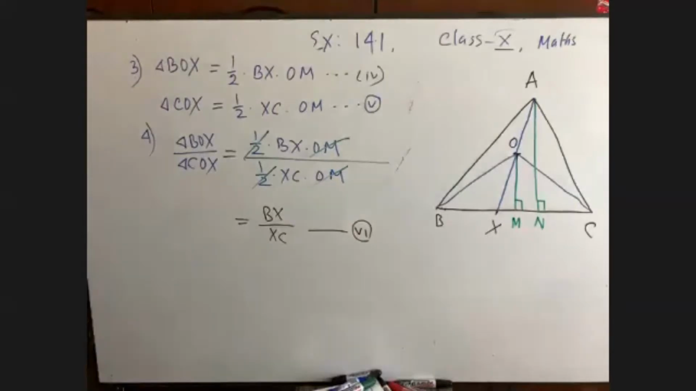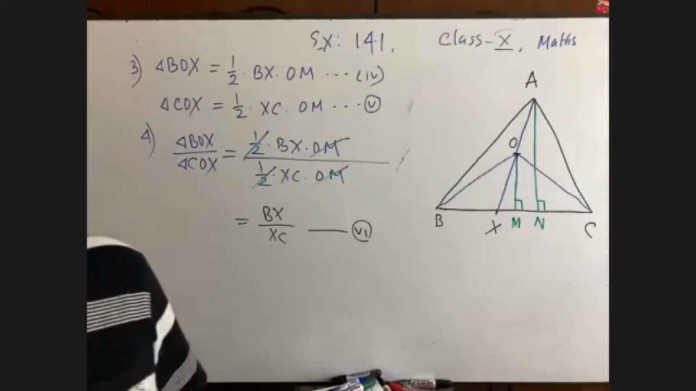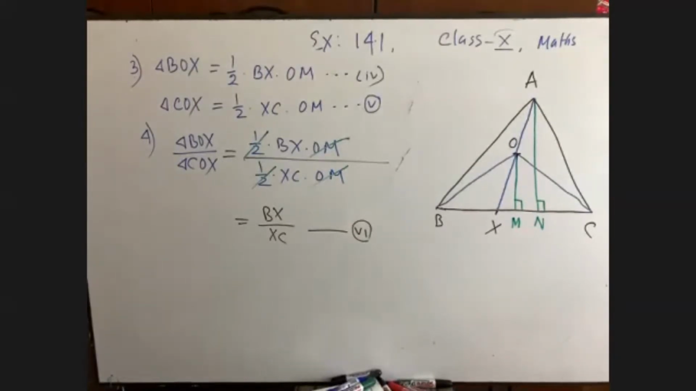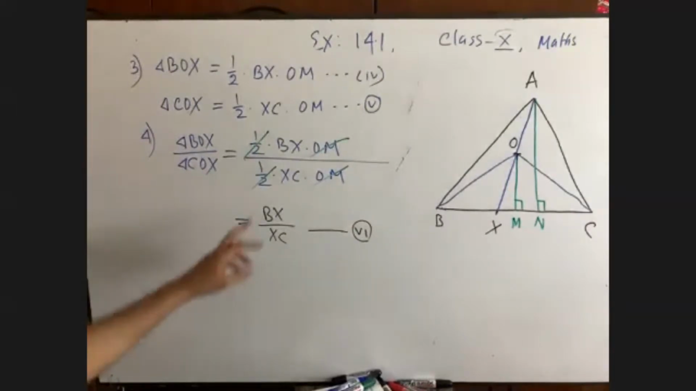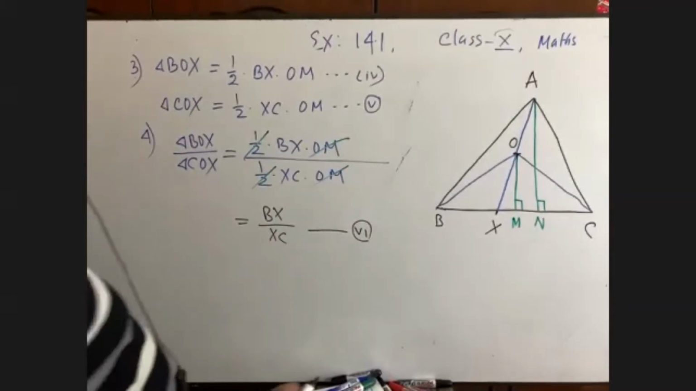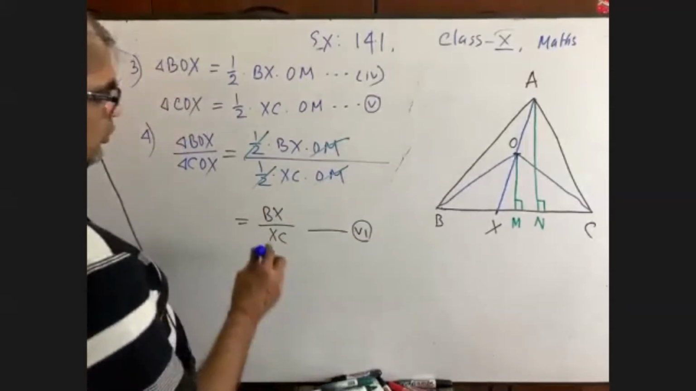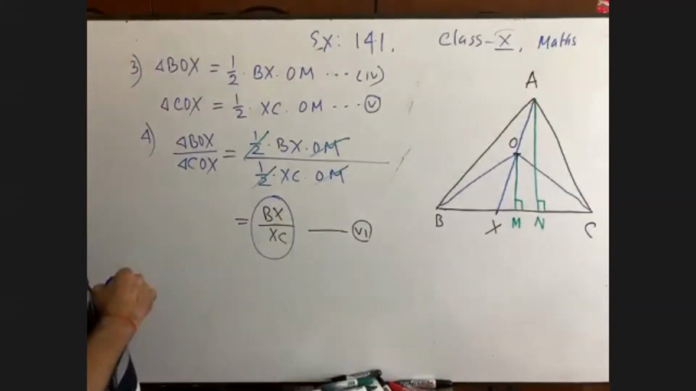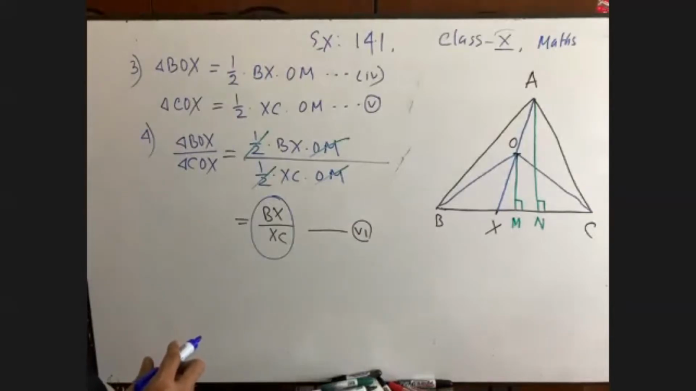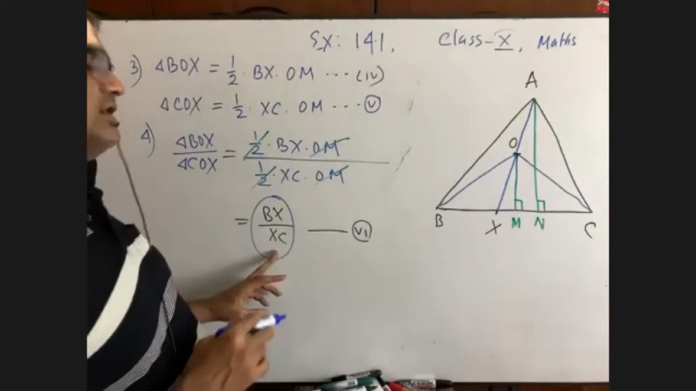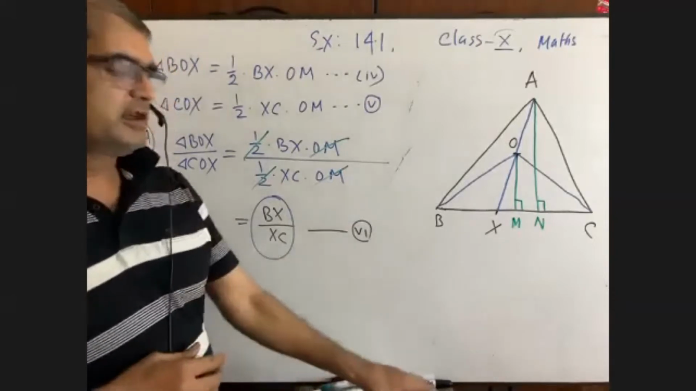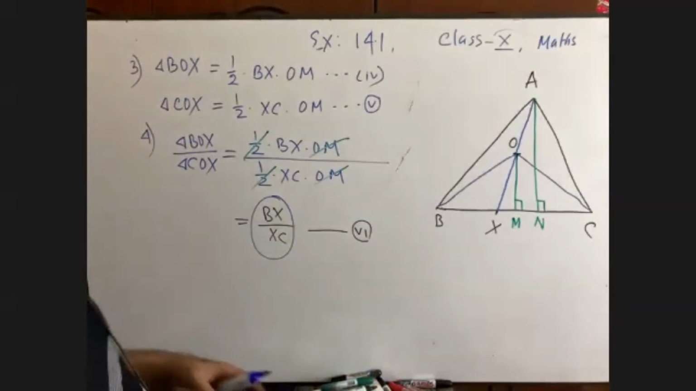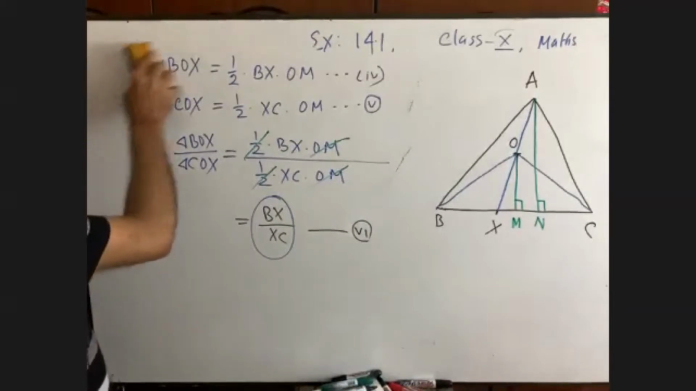Dear students, you now compare equation number 3. Go to equation number 3 in your copy. Your right hand side was BX by XC. Can you remember? In equation number 3, you got there BX by XC in the right hand side, right? And we have also got the same in equation number 6 as the right hand side. That means the right hand sides of equation number 3 and equation number 6 are equal.